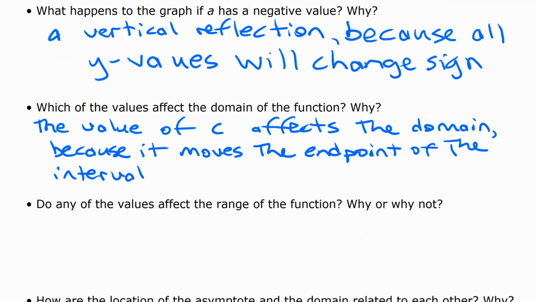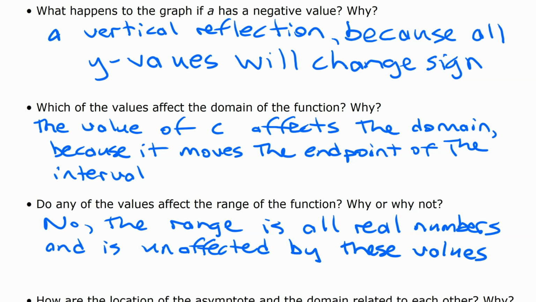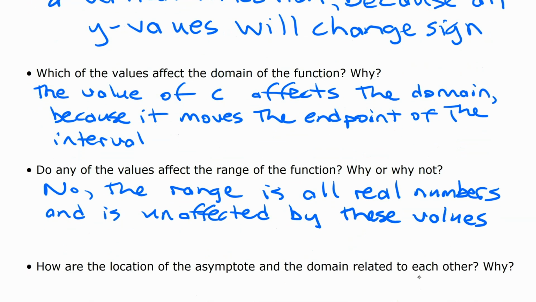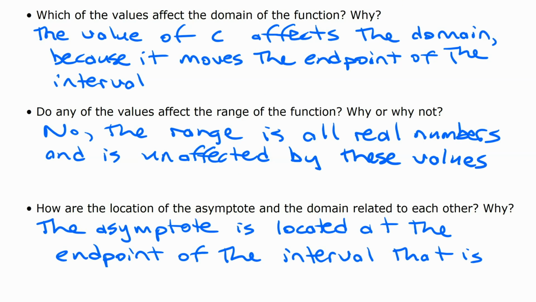And then next here, do any of the values affect the range of the function? And the answer to that is nope, none of them affect the range because the range is all real numbers. And so for any of those values, the range is still going to be all real numbers. And then lastly here, how are the location of the asymptote and the domain related to each other? I alluded to that just a second ago: the asymptote is located at the end point of the interval of the domain. The domain starts at the location where the asymptote is. All right? So that is a look at transformations of logarithmic functions.